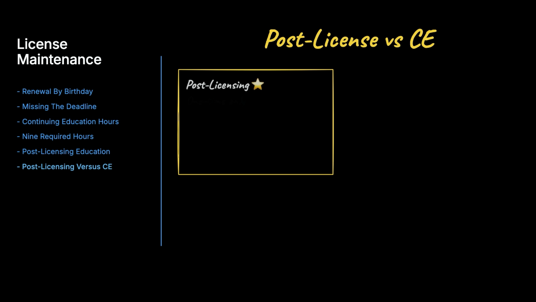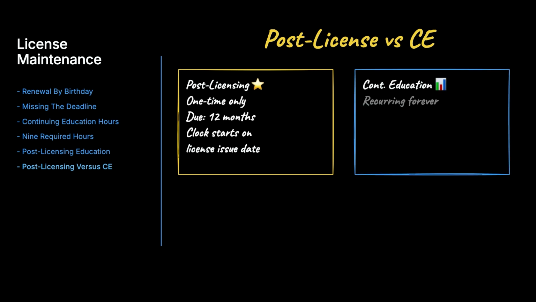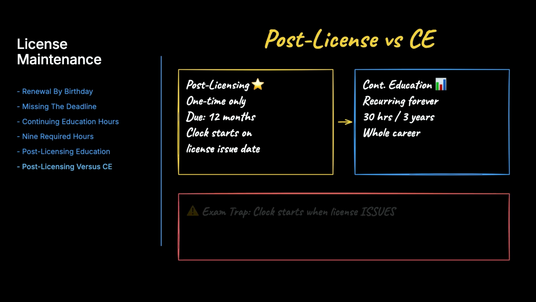Don't confuse post-licensing with continuing education, because the exam will try to trip you. Post-licensing is a one-time requirement triggered by your first license and due within 12 months. Continuing education recurs 30 hours every 3 years for your whole career. The post-licensing clock starts the day your license issues, not when you start working.